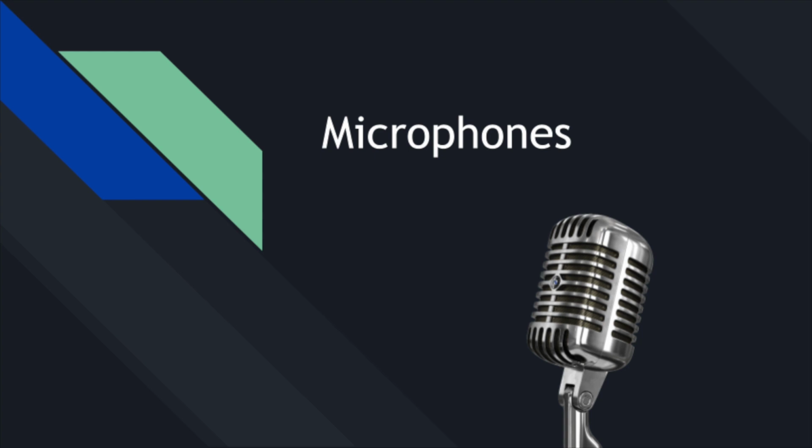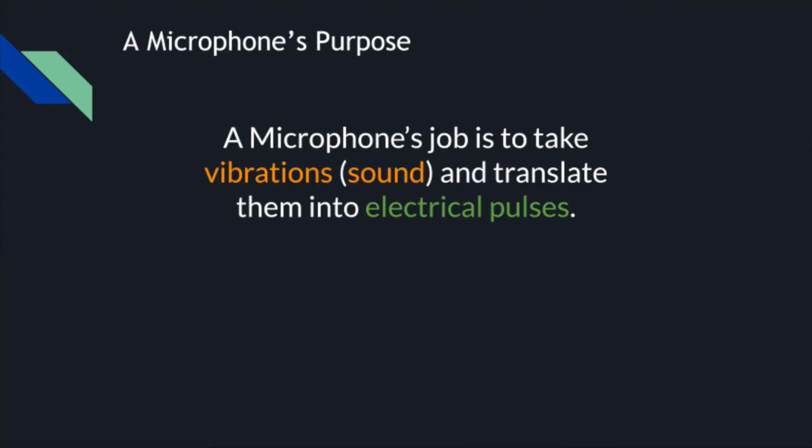Let's jump in. All right, let's talk about microphones. A microphone's job. What is a microphone doing? So the whole point of a microphone is to take sound, which we know to be vibrations in the air, and turn it into electrical pulses. We are translating a natural phenomenon into a different natural phenomenon, electricity. So we're not even worrying about their ability to record. We're just worrying about a microphone's ability to translate. And that translation is just into electrical pulses.